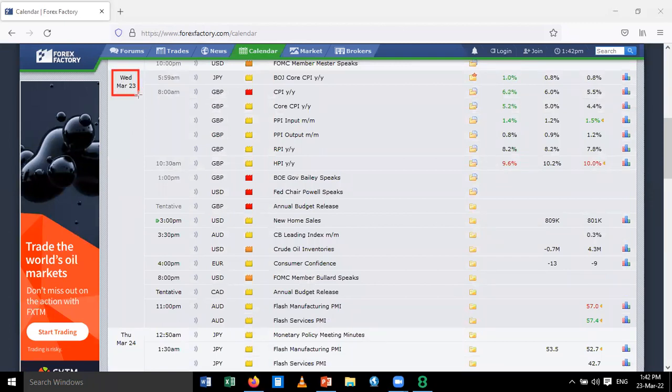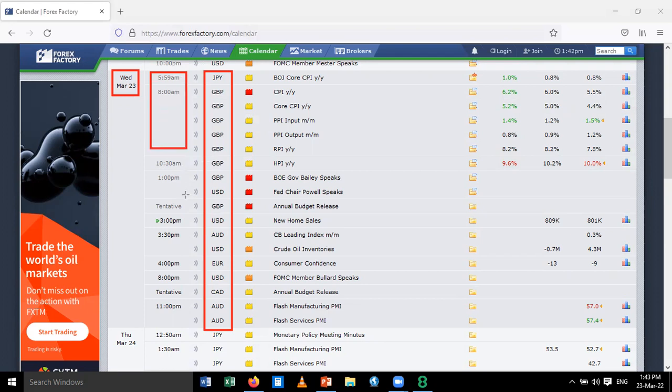Now, today, which is Wednesday, 23rd March, you have currencies. These are the currencies today that have economic news data that has the potential of affecting your trade for today. And not just that, the time here is Nigerian time. These are the times today when this news will be released to the public.